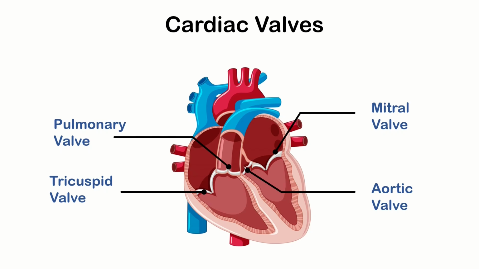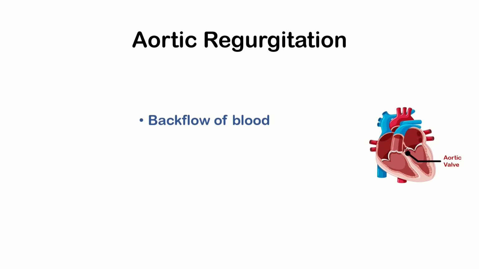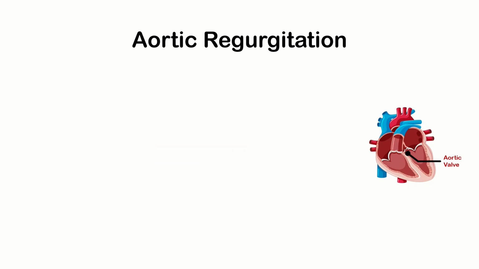So, today we will be talking about the regurgitation of the aortic valve. In aortic regurgitation, there will be backflow of blood from the aorta, through the aortic valve into the left ventricle, during diastole. Diastole is the period when the ventricles relax after contraction. This happens because the aortic valve does not close tightly during diastole. Usually, cardiac valves are closed tightly to prevent the backflowing of blood.